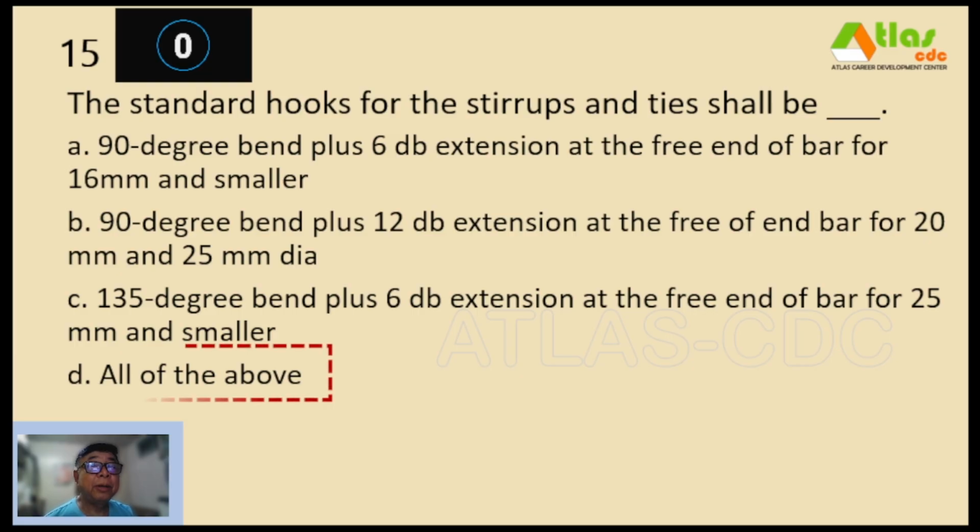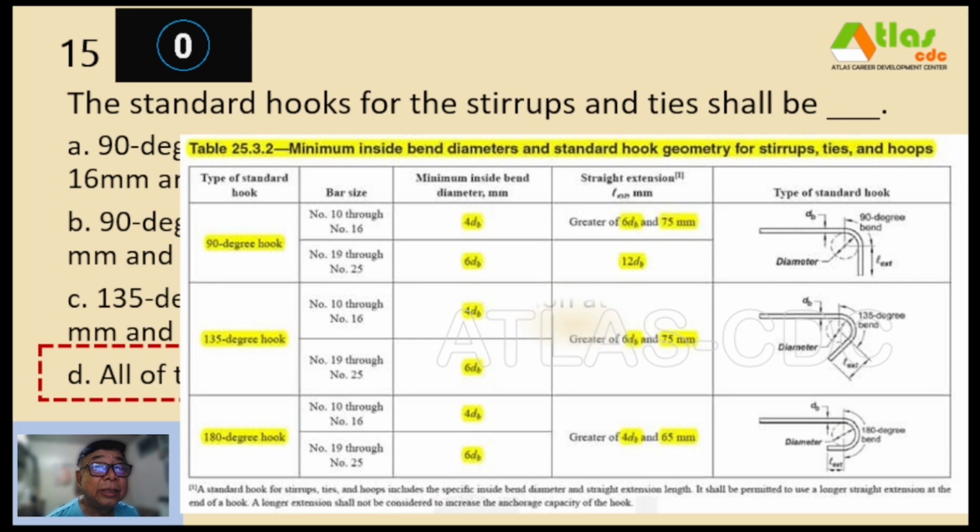And our correct answer is letter D, all of the above. So this is the minimum inside bend diameters and standard hook geometry for stirrups, ties, and hoops for 90-degree hook, and for 135-degree hook, and 180-degree hook. So for the extension, that is greater of 6D and 75 mm for number 10 through number 16 bars.